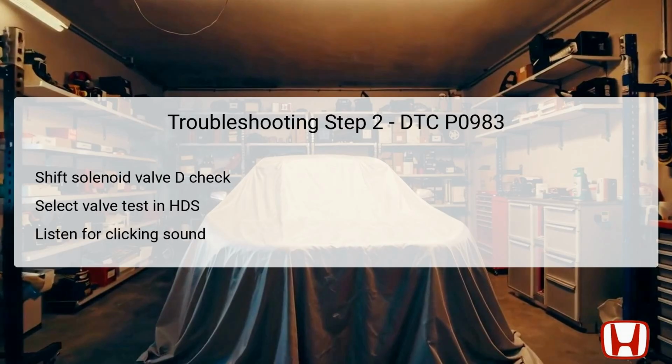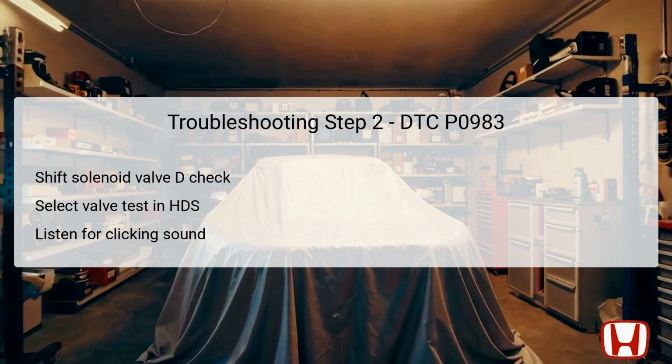In the second step, the operation of shift solenoid valve D needs to be checked. Using the HDS, navigate to the miscellaneous test menu and select the option for shift solenoid valve D. Initiate the test to engage the solenoid and pay close attention for any clicking sounds.